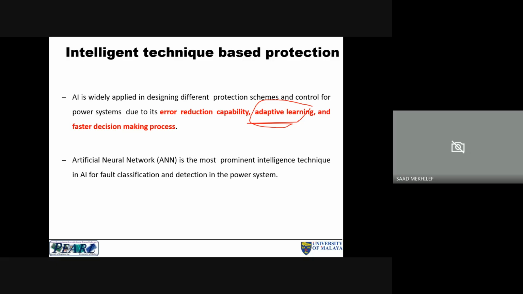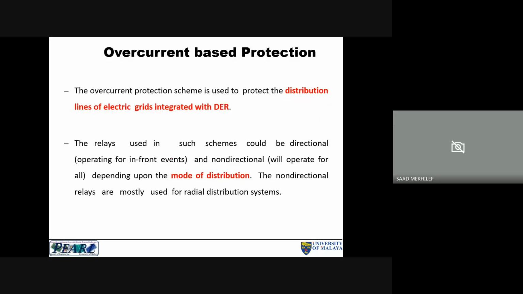Okay, ANN is one of the most prominent techniques that is being used in fault classification and detection. Because there are two things here. One is the classification of the fault, and then the detection. You can detect the fault and then classify it later, that's also possible. But this is very important, to know the techniques that are being used.